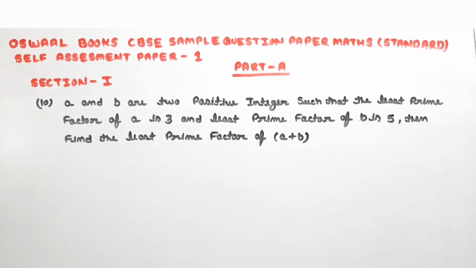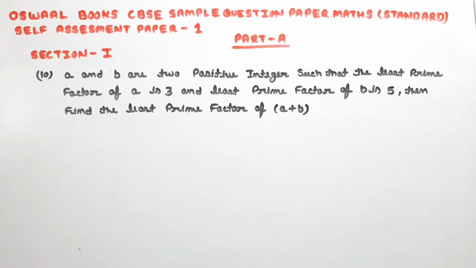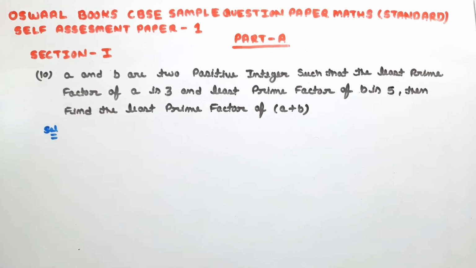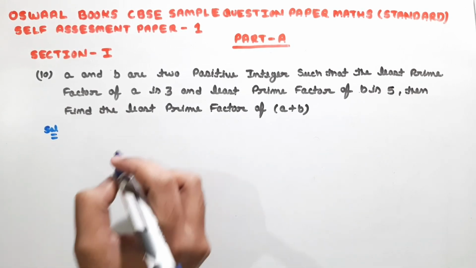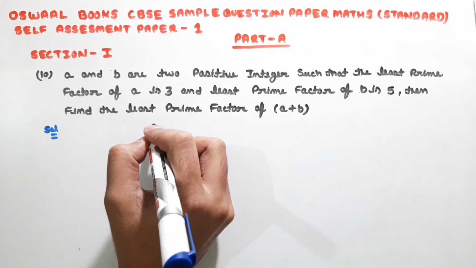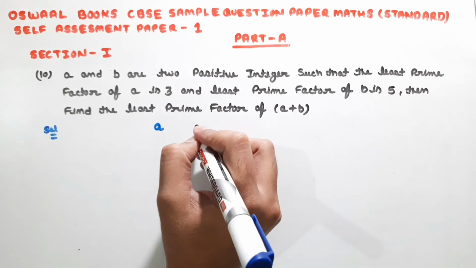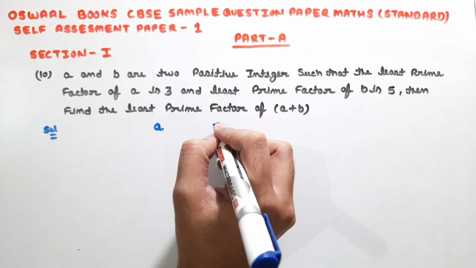Question number 10. A and B are two positive integers such that the least prime factor of A is 3 and the least prime factor of B is 5. Then find the least prime factor of A plus B. In this problem, we have given that the least prime factor of positive integer A is 3.